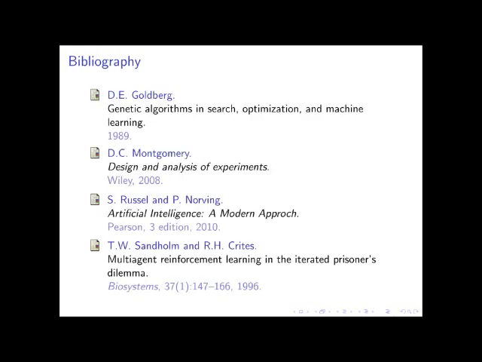And to finish my presentation, this is the bibliography that I used.